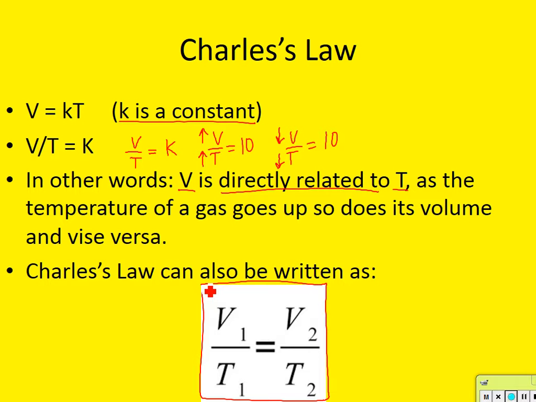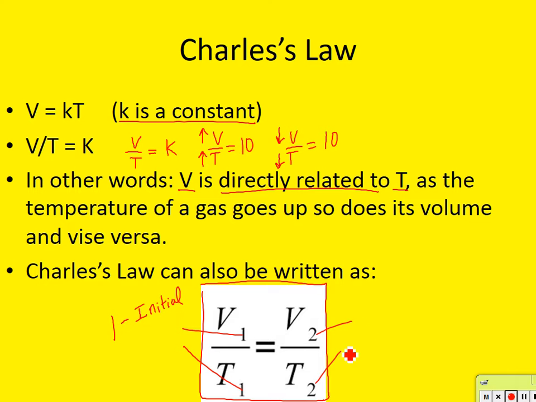Okay, it says that V1 divided by T1 is equal to V2 divided by T2. Now, of course, let's go over the variables. V is for volume, T is for temperature, and the little 1 that we see right here and here, the 1 just tells us that those variables are initial, so what we're starting with.